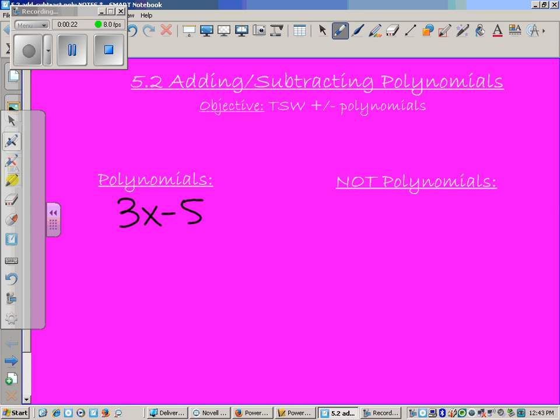3x minus 5 is a polynomial. 4m cubed minus 5m squared p plus 8 is an example of something that's a polynomial. Negative 5t squared s cubed is another example of a polynomial. So everything that's a polynomial has different terms. Could have maybe one term like the last one. Could have two terms like the first one. It could have multiple terms like the middle one.